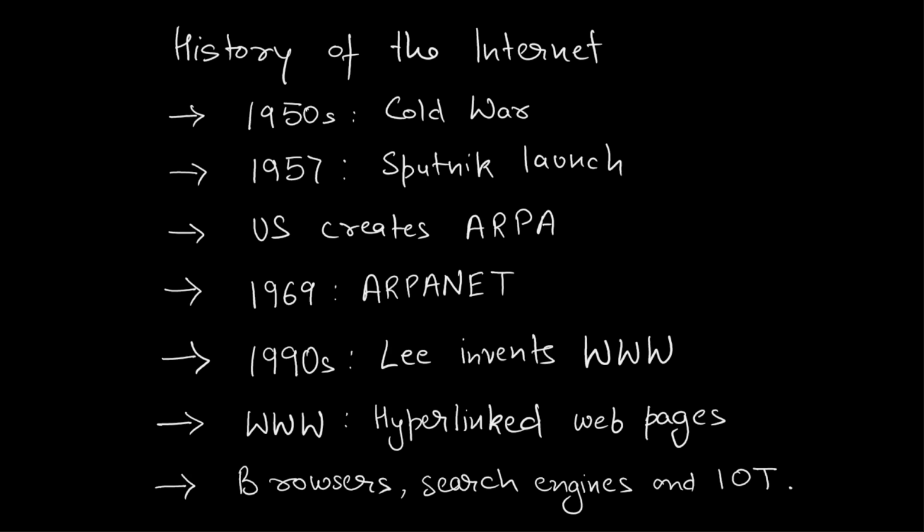Browsers like Mosaic and Netscape turned the internet into a visual, clickable experience. But finding content was difficult early on. You needed the exact web addresses of the pages that you were looking for. Search engines like Yahoo and Google emerged to solve this problem. Now, after many years, we have reached a stage where our toasters and air conditioners are also connected to the internet. They are known as the Internet of Things.